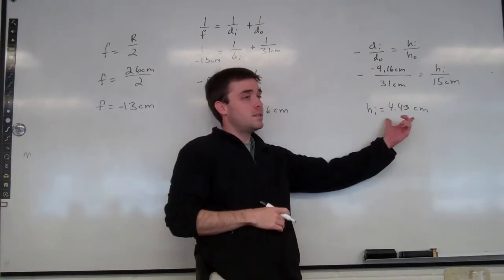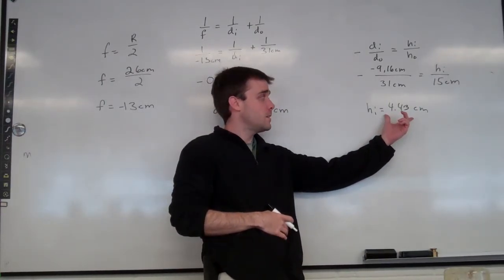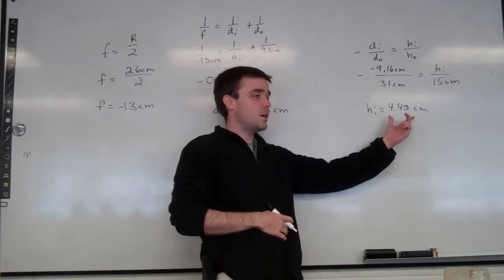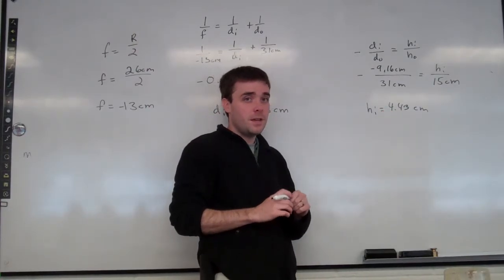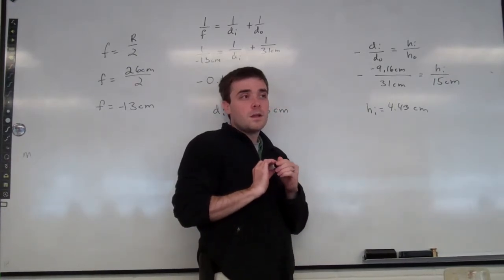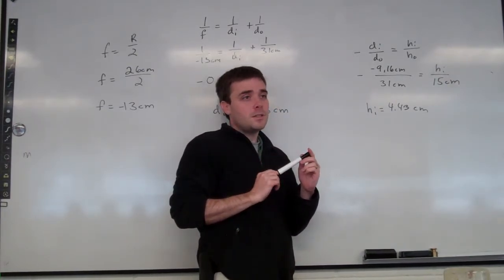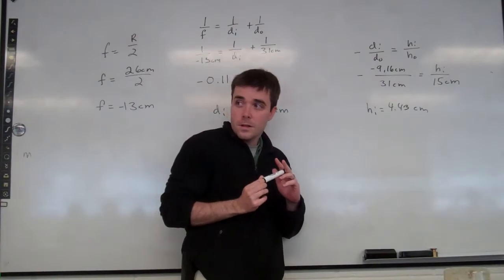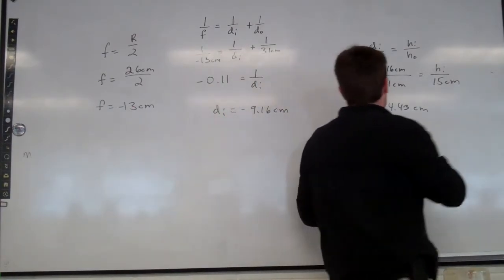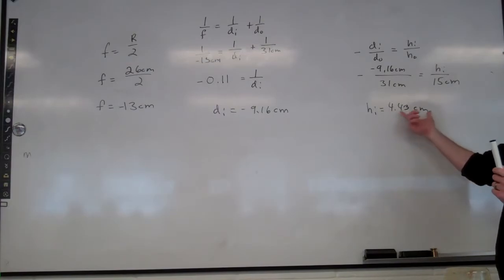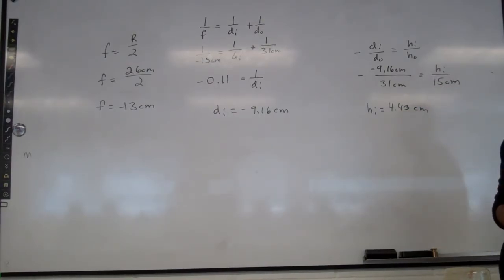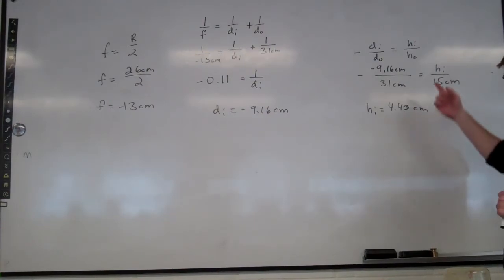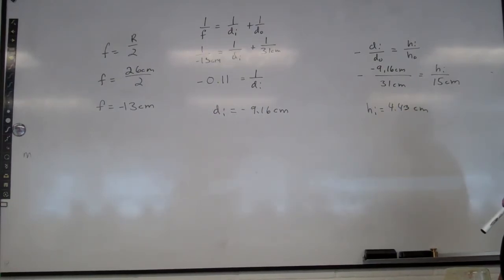And you notice, just like we said with all convex mirrors, it's upright and it's smaller. So the image is upright and it's smaller because hi is positive and smaller than 15. Any questions about these? The image is 4.03 centimeters tall, the object was 15. Yep. And if you found the magnification, it would be smaller, like m would be less than 1. Any questions about this one?